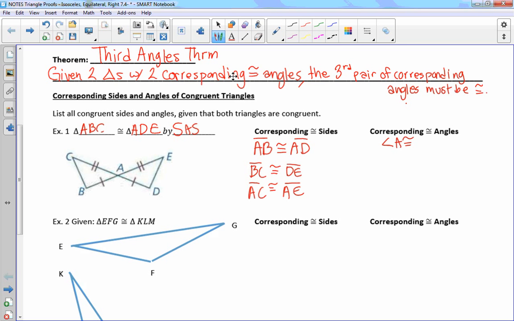So would you please catch up on what we have on the board? Angle A is the first letter here. Okay, what's the first letter over here? Angle A. But are they actually different angles?